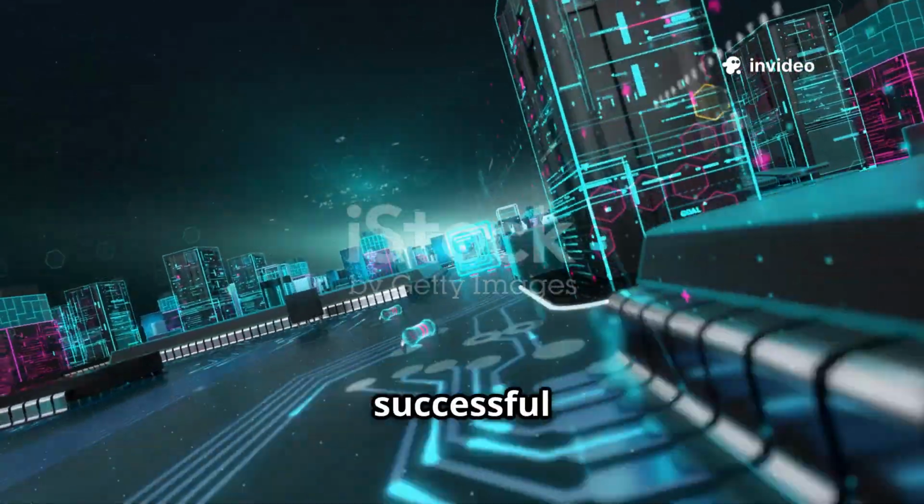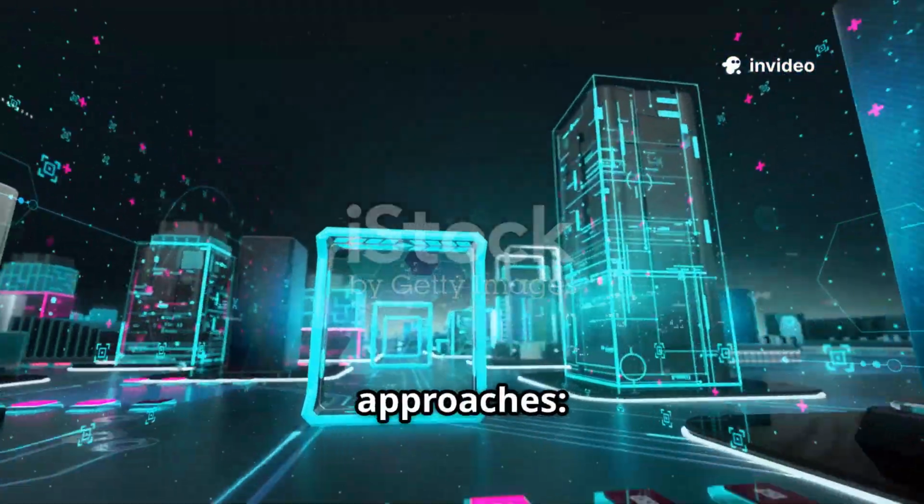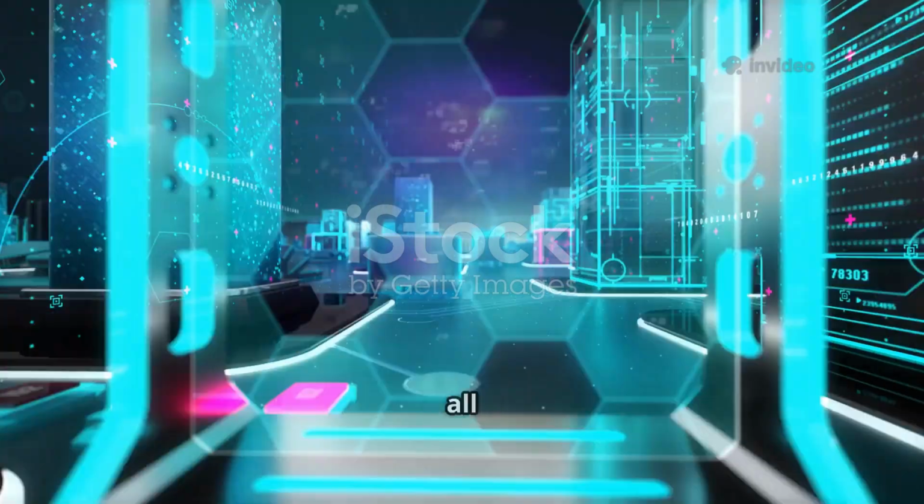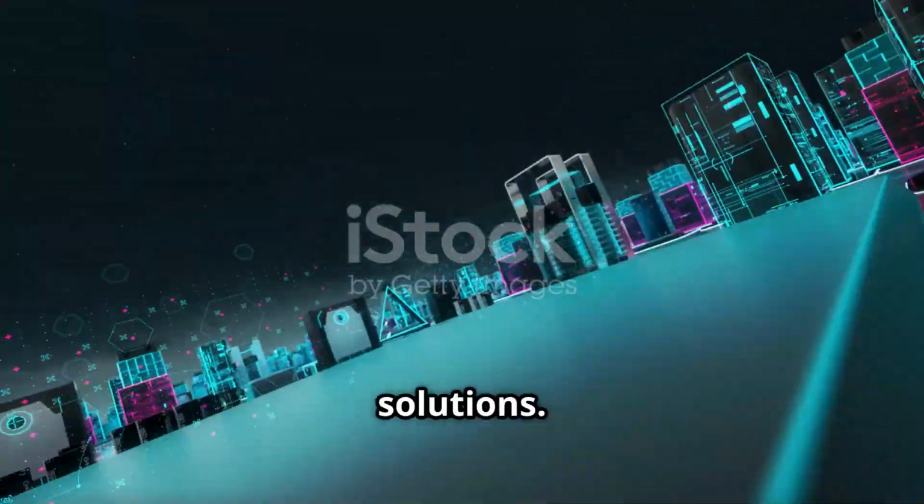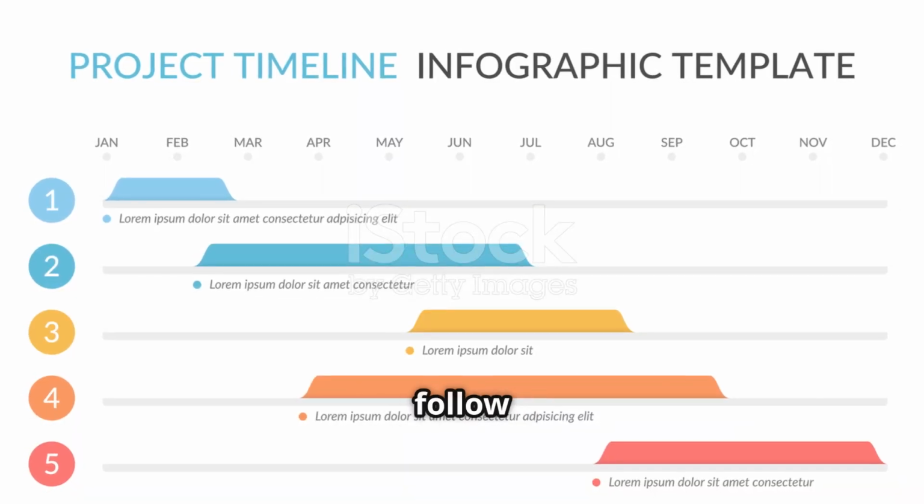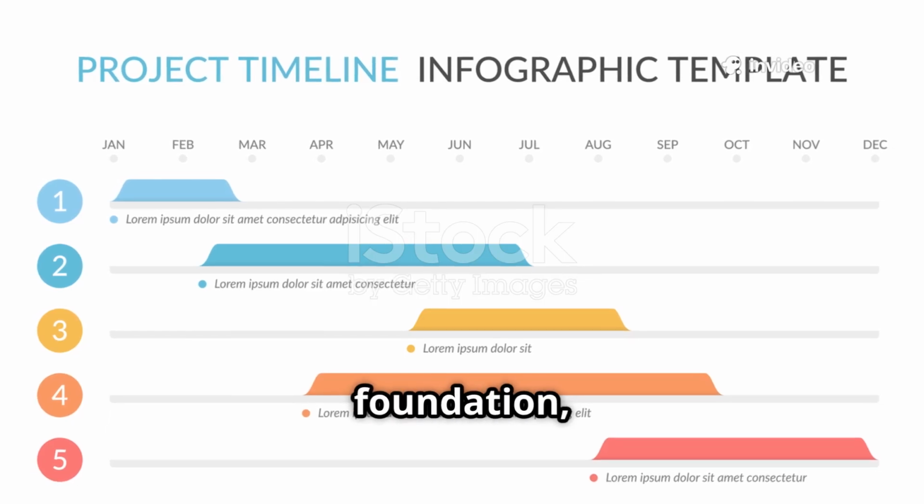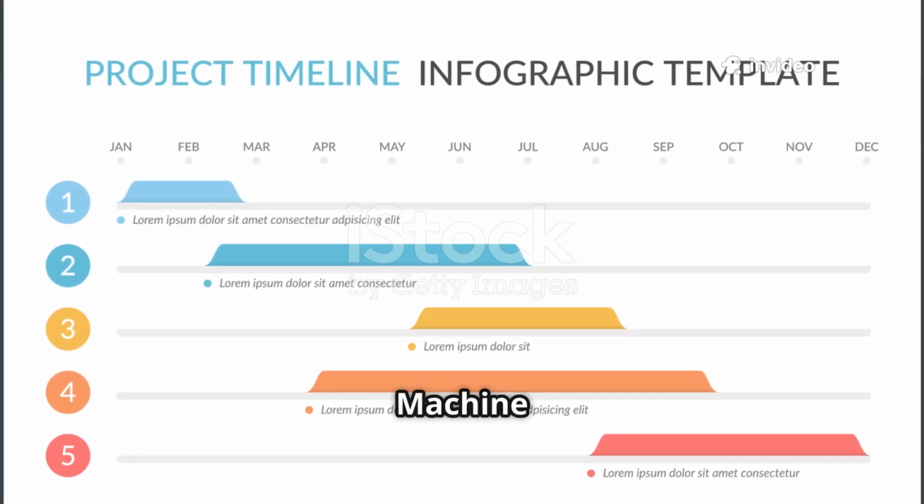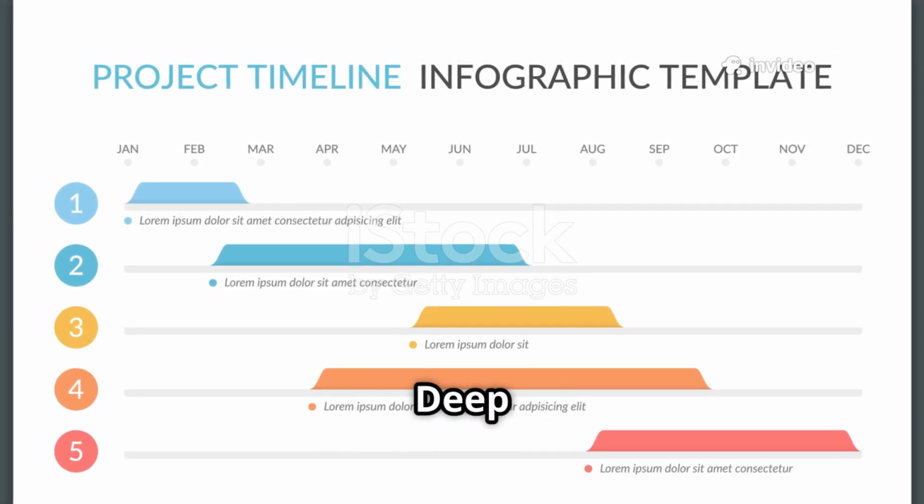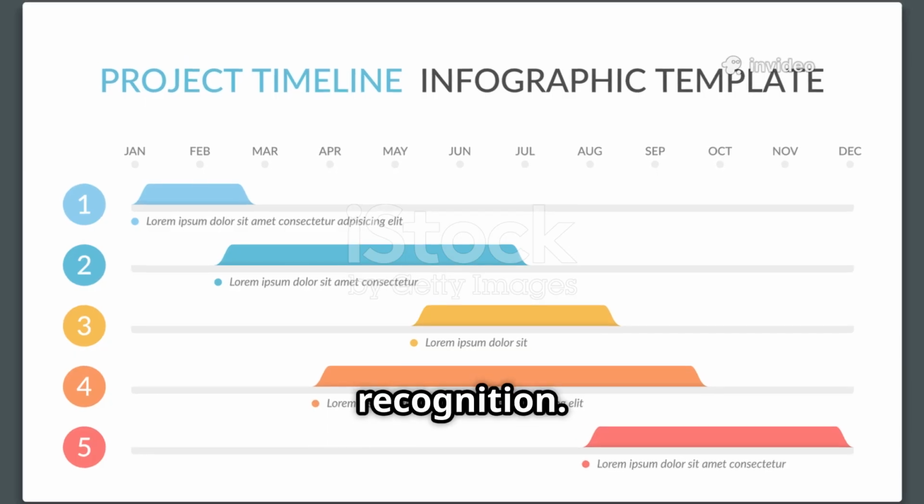In practice, successful AI systems integrate multiple approaches. E-commerce platforms use all 4 layers for comprehensive solutions. Real-world projects typically follow a pipeline: data science for foundation, AI for strategy, machine learning for automation, and deep learning for complex pattern recognition.